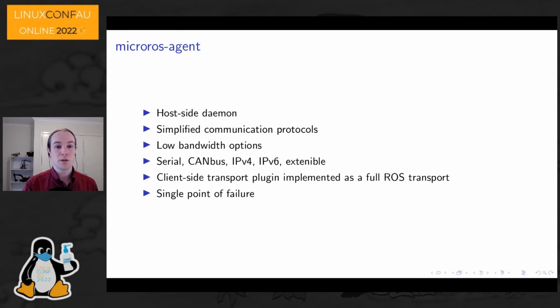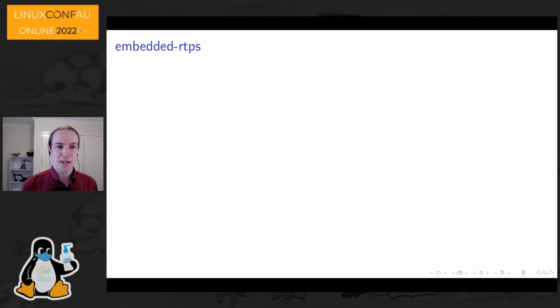These simpler protocols were implemented as proper ROS transport layers, though. They just lacked the killer features that made ROS 2 so powerful. And then someone announced embedded RTPS. I don't have a slide for this one.